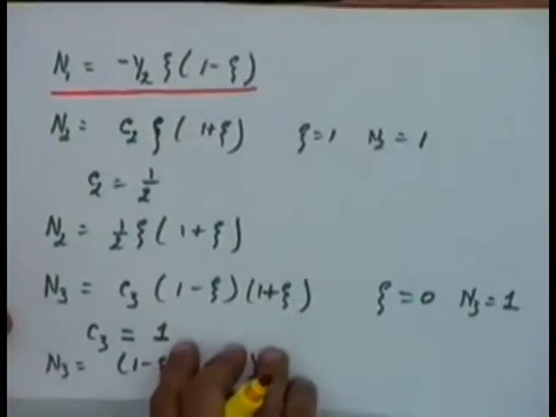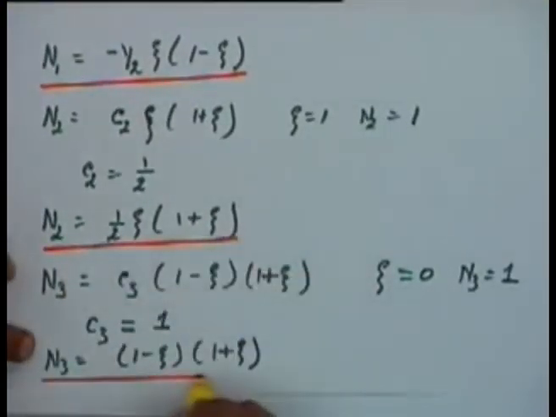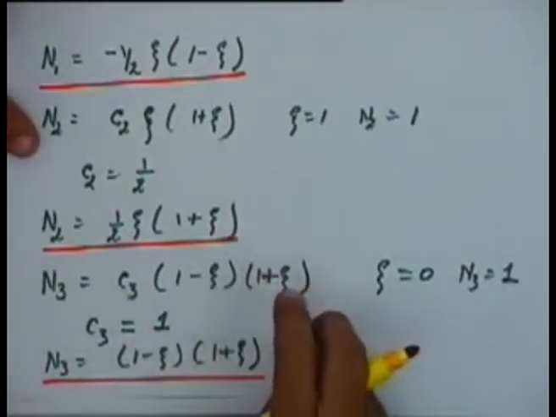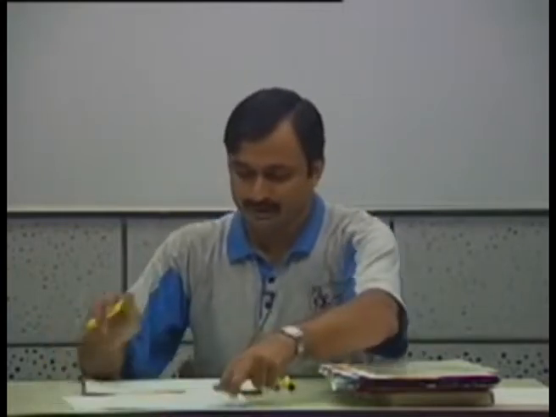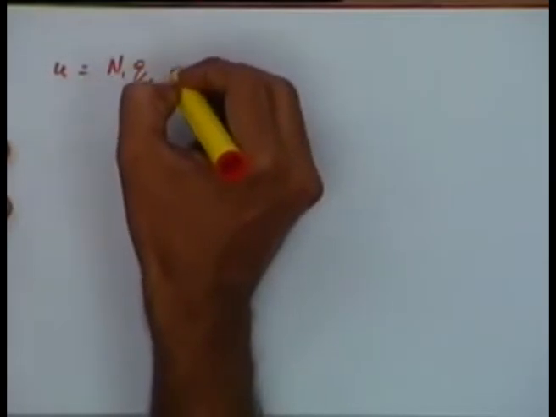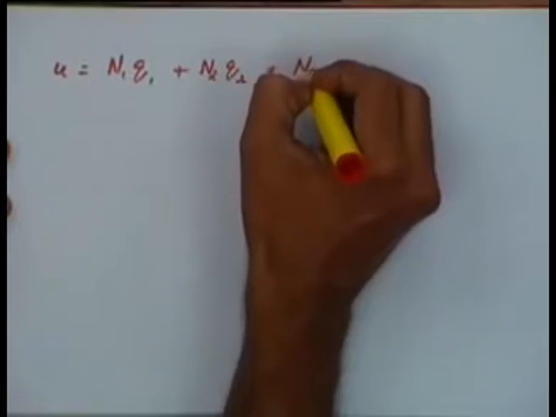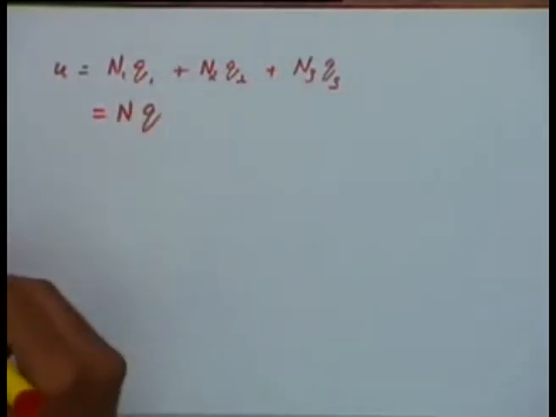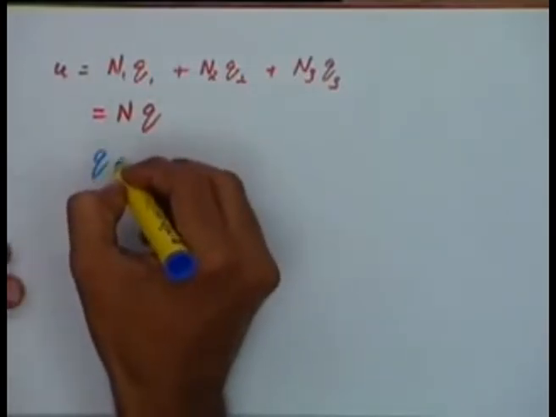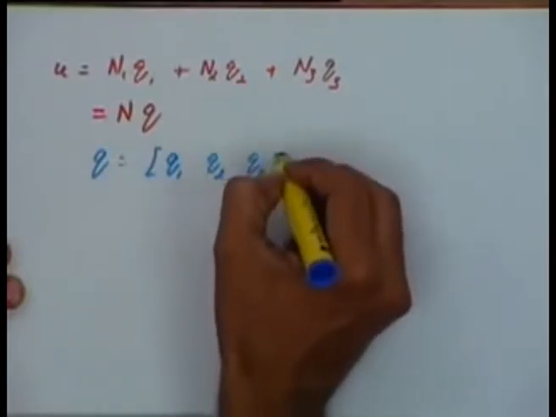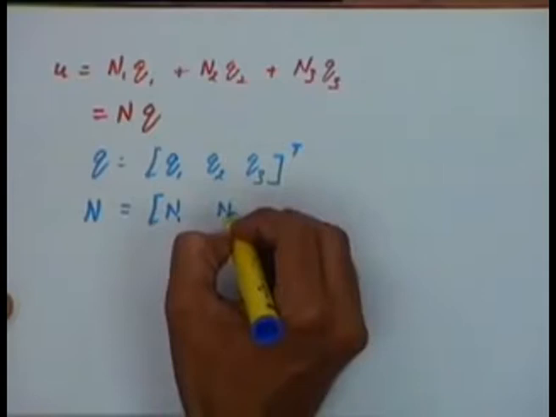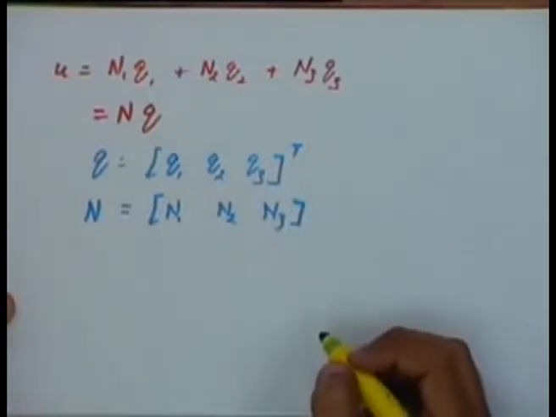So the three shape functions we will have are this, then this and this. We have mentioned u is equal to N1 q1 plus N2 q2 plus N3 q3, which we will write as N times q, where q is equal to q1 q2 q3 transpose, which is the element displacement vector, and N is N1 N2 N3, which is a set of shape functions. Any questions up to this point?